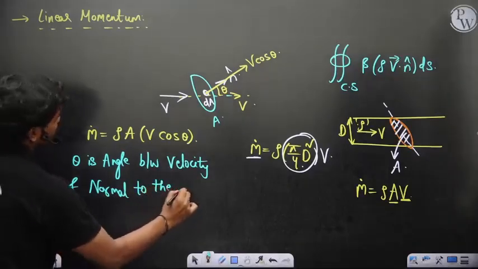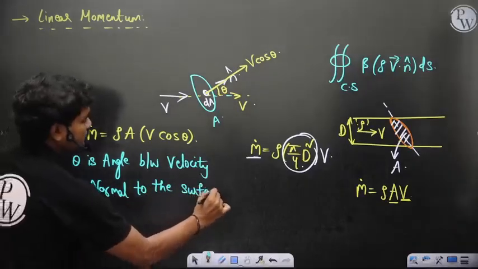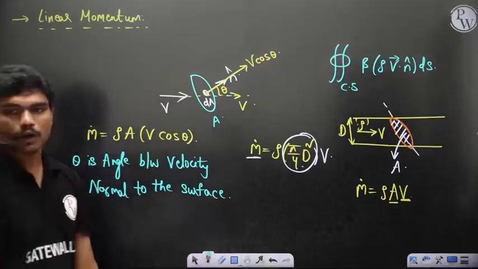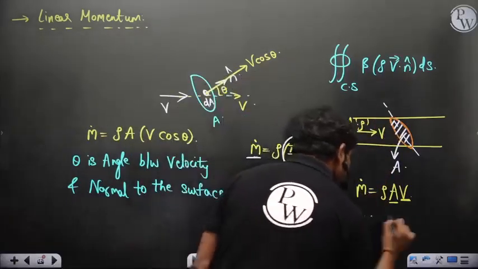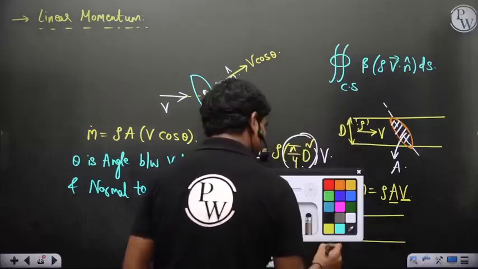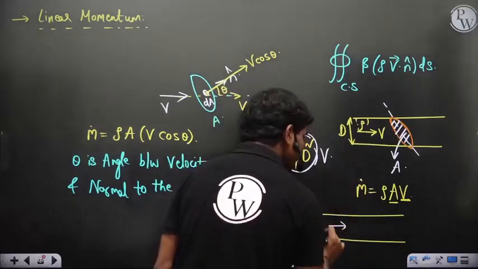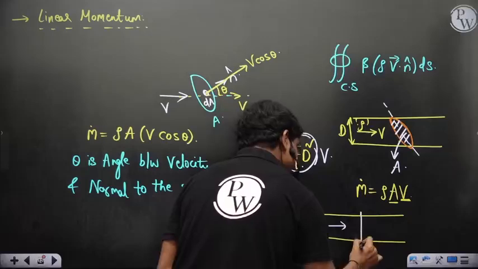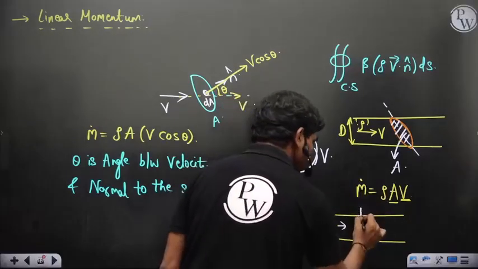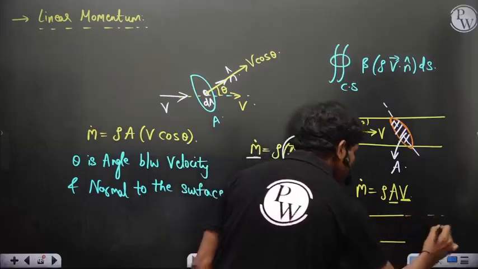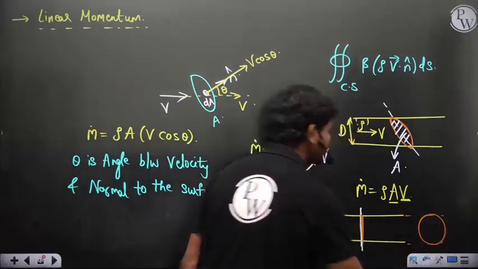Normal to the surface. Now suppose here the same pipeline, same fluid velocity v, but I have taken this area of cross section, because cross section is always perpendicular. So this is the area that I have taken. Basically, in the side view you can see there is a circle. Okay, so this is a circle.